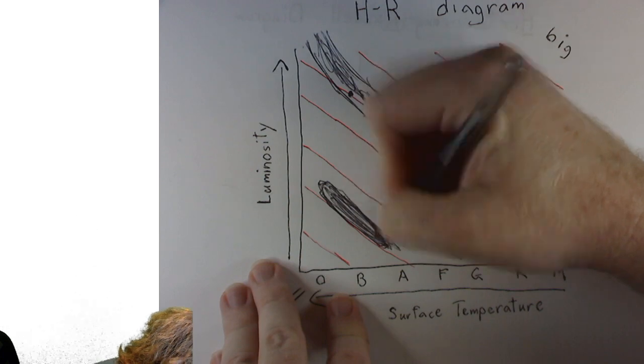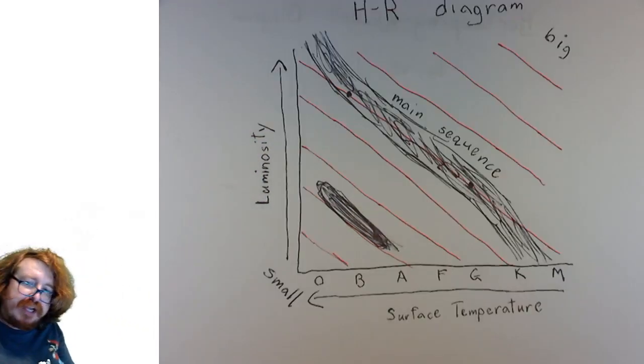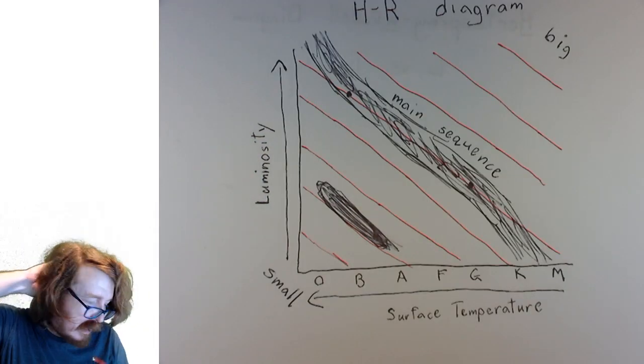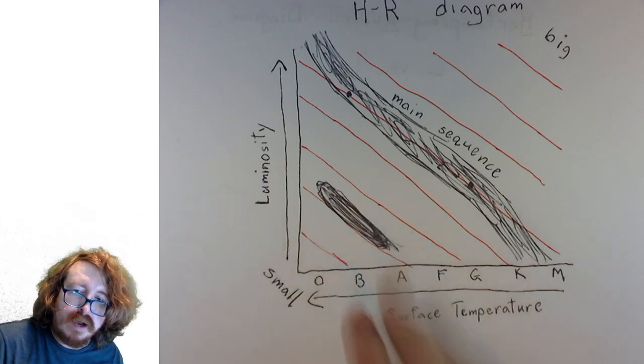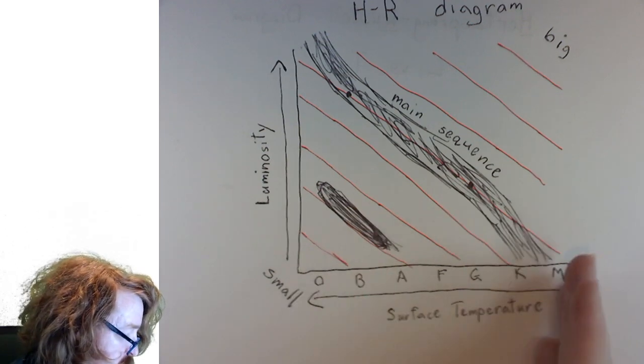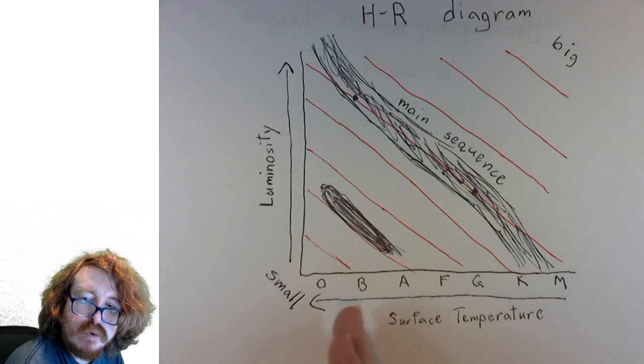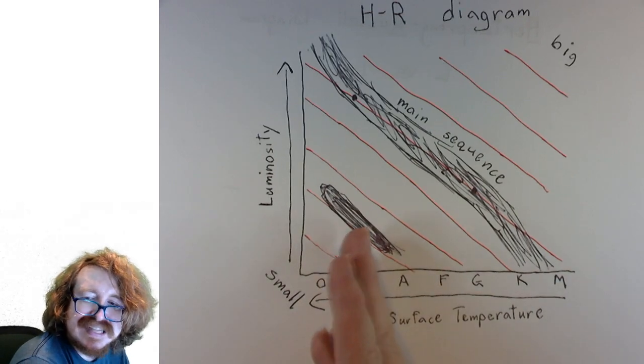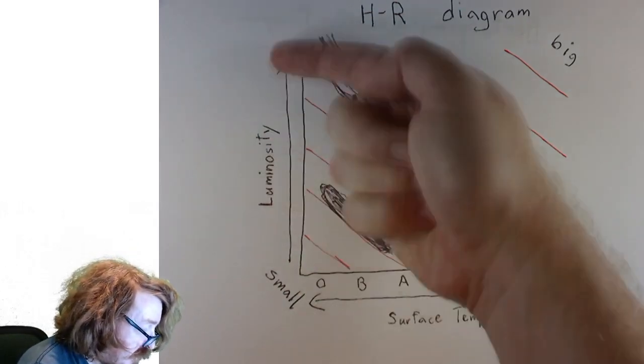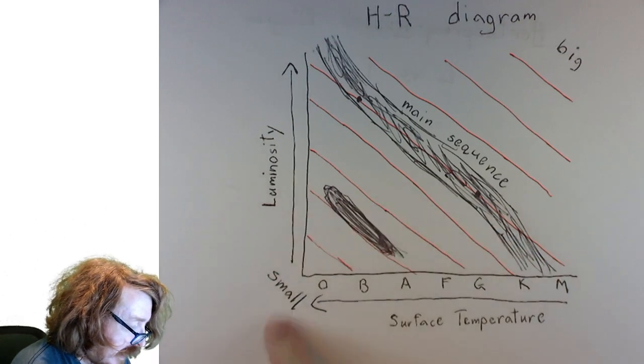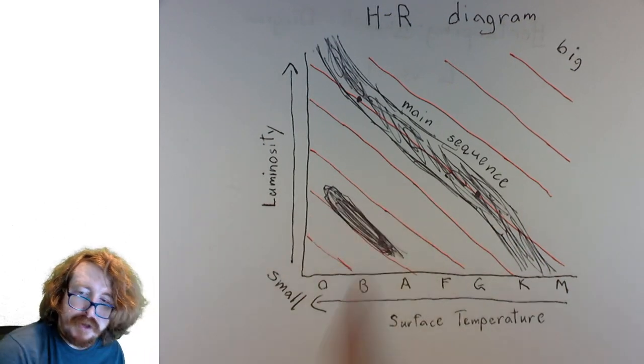Somewhere around here. And if I do that, check this out, here we go. Let's see what these stars are like. Well, what's their temperature like? Well, they're on the left. They're mostly O and B. These must be hot stars. But they're very dim, and they're towards the small corner.